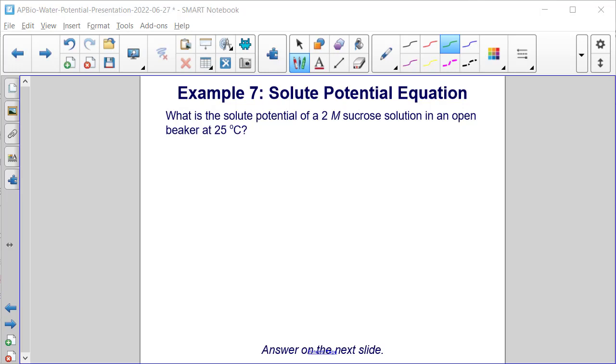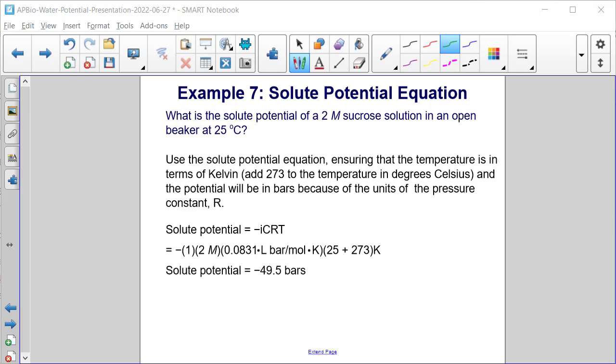Example 7, solute potential equation. What is the solute potential of a 2 molar sucrose solution in an open beaker at 25 degrees Celsius? In order to solve this, we can just use the solute potential equation provided. We just have to make sure that our temperature is in Kelvin. So if we have 25 degrees Celsius, we need to just add 273 to that.